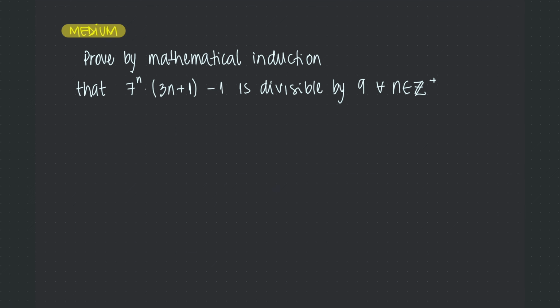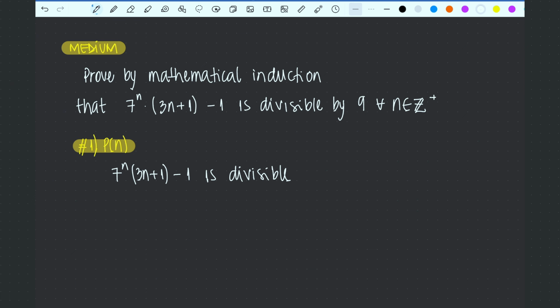Prove by mathematical induction that 7 to the n times 3n plus 1, minus 1, is divisible by 9 for all positive integers. Now we're going to start with the propositional function, as always. And writing our p of n is basically stating that 7 to the n times 3n plus 1, minus 1, is divisible by 9. So nothing new.